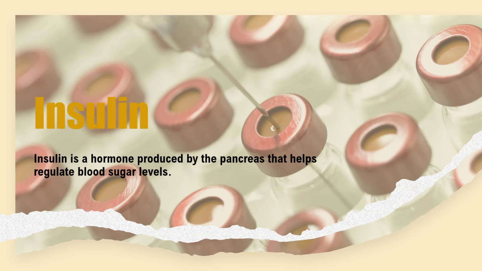Hello. This is just a review of your insulin lecture. Okay, so insulin is a hormone that is produced by the pancreas that helps to regulate blood sugar. So in this lecture, in this review, we'll go over the different types of insulin, and we'll talk about the onset, the peak, and the duration. Then of course we'll talk about signs and symptoms of hypo and hyperglycemia.